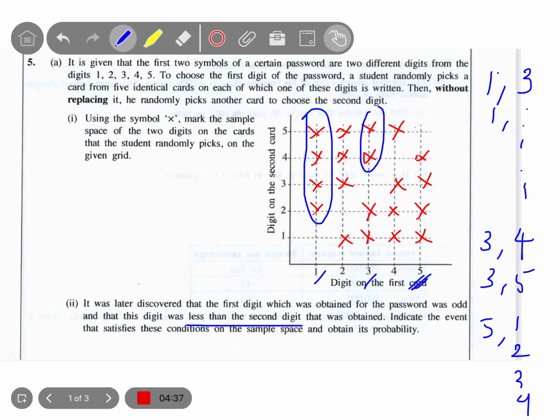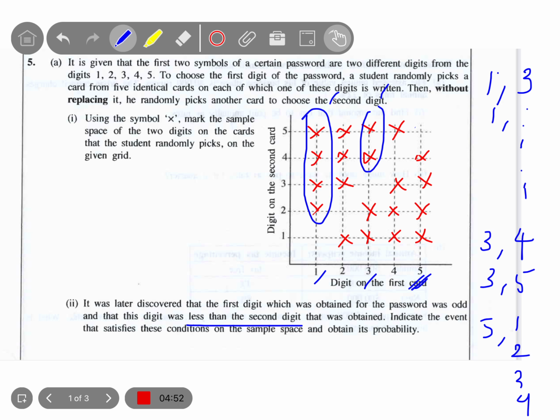2, 3, 4. So that is not part of our space here. It says indicate the event that satisfies these conditions on the sample space. I have already indicated here with these two boxes, and obtain its probability.